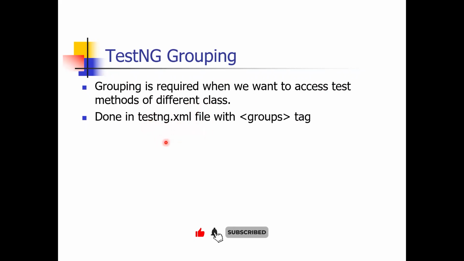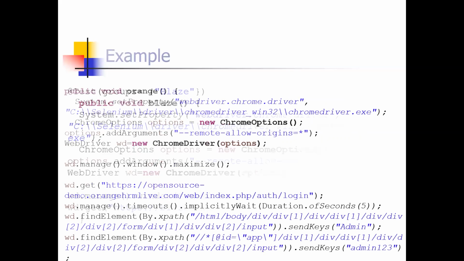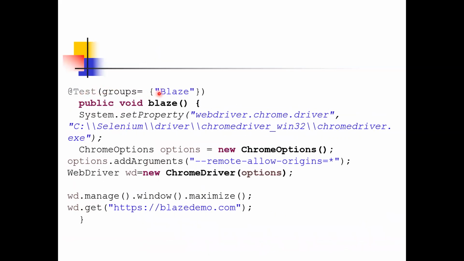How we create this, we will learn in the programming. In that file, you have to mention the group tag. See, this is the example. We have taken one group as orange, and next we have taken another group for the second site.